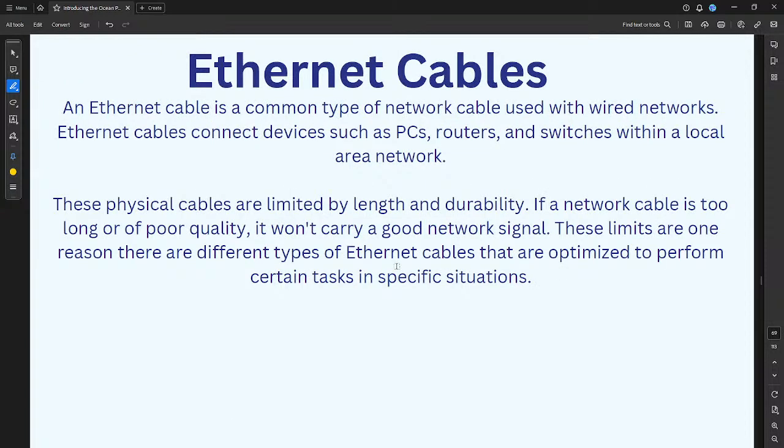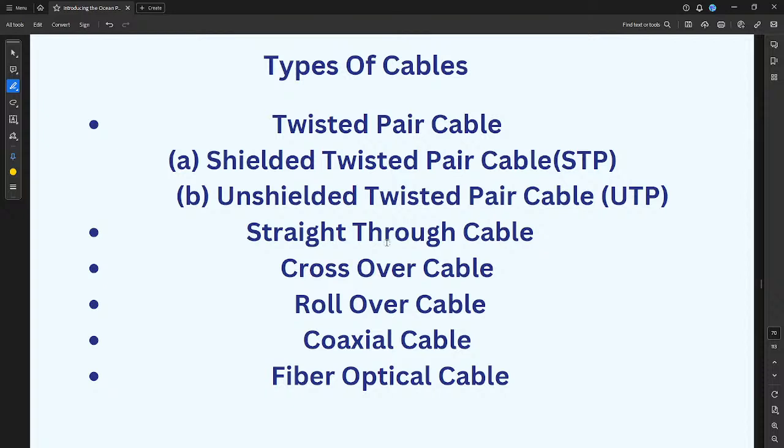What are Ethernet cables? Like I told us, just like you have the RJ45, we now have the Cat 5e, Cat 6. All these are types of Ethernet cables. They are physical cables that help us ensure that we can physically connect our PCs, our routers, our switches within a local area network.